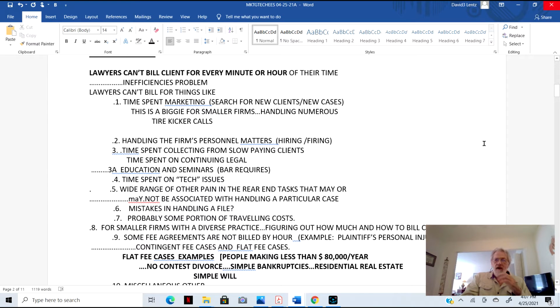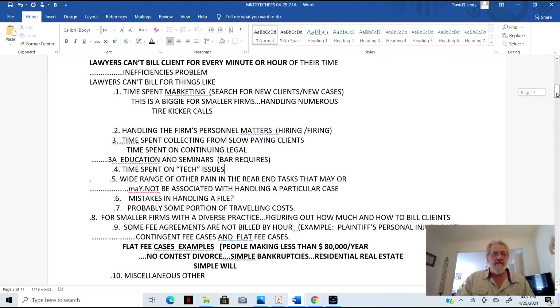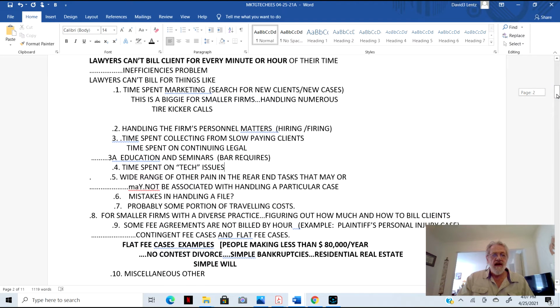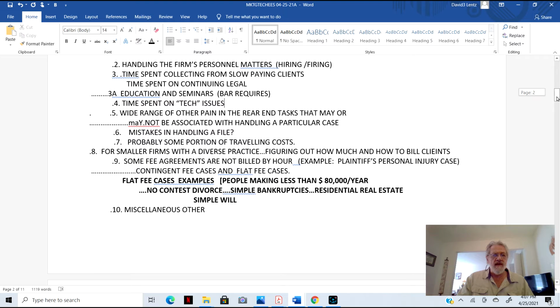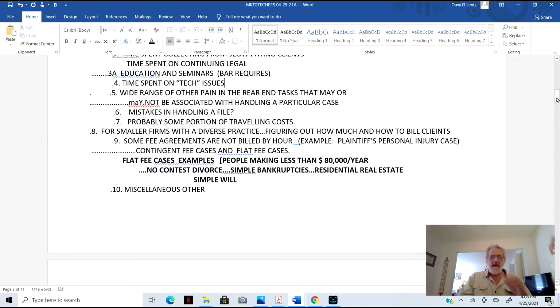And while I'm on it, we're talking about how lawyers can't bill for every hour of the day, and billing inefficiencies. This is a big one right here, because especially if your client base are basically people making less than 100 grand a year, I've got 80 here, but I'm going to say 100 grand a year, those types of people generally speaking cannot afford to pay lawyers for complex cases.